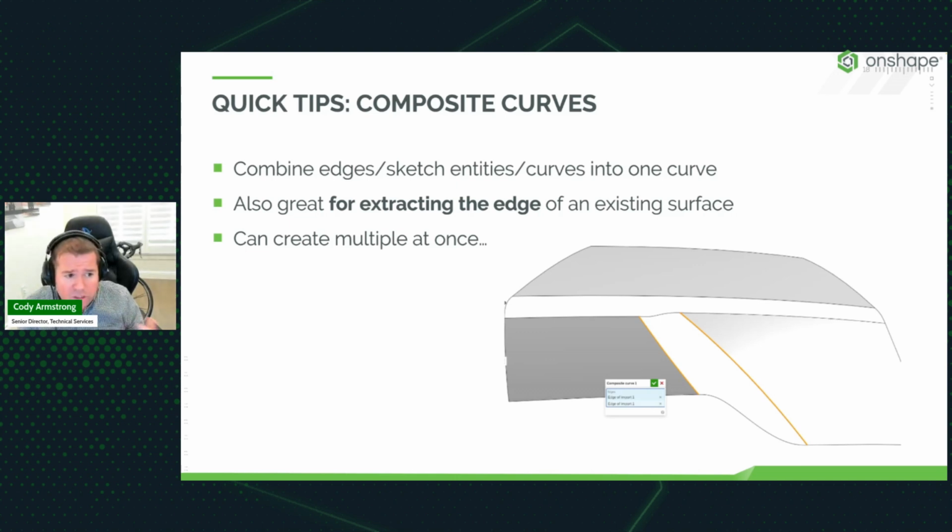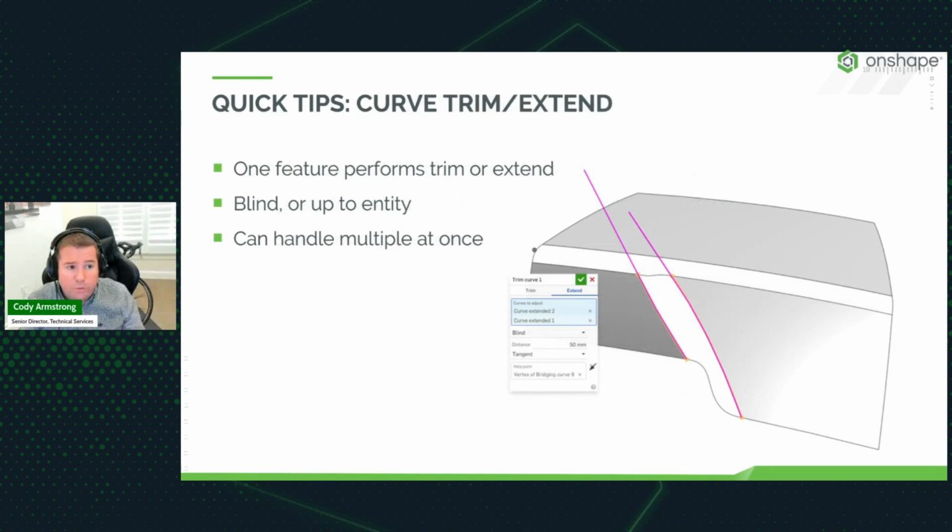So just keep in mind, it's a great tool for combining geometry, combining edges, sketches, and curves. It's also a great tool for extracting edges of surface models and then modifying them, retracting or extending them. And another tip that I have for you is you can create multiple at once. So you don't have to create one independent composite curve feature for every composite curve that you intend to create. You can create multiples at once. Saves you potentially a lot of actual features in the feature list.